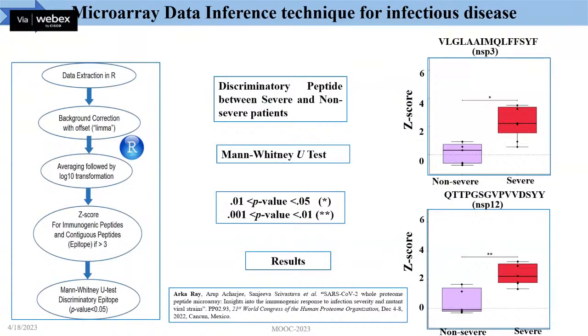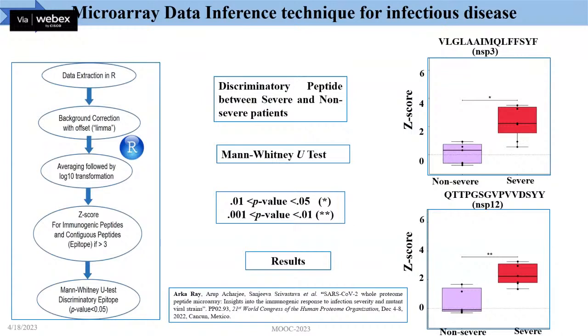That we also reported. Now coming to the next part, the discriminatory potential of the peptides, because this is also important for the data analysis. How do we take the call? For protein microarrays the strategy is different. For peptide microarrays, as we are using the Z-score technique, we should be very clear about which statistical methods to use. We have taken the Mann-Whitney test because it is a non-parametric test. We are dealing with the Z-score, so we should follow a non-parametric test.